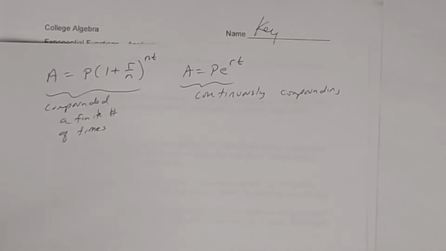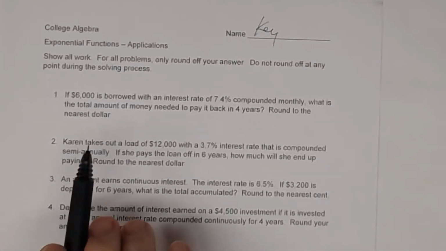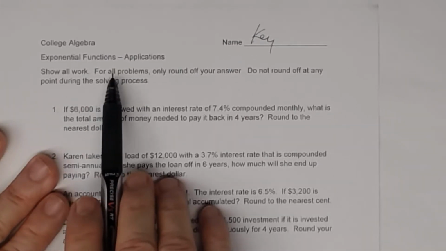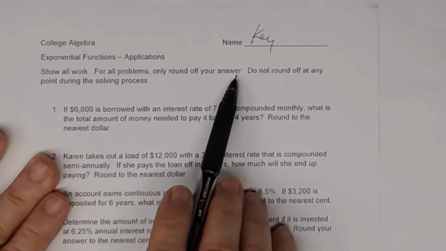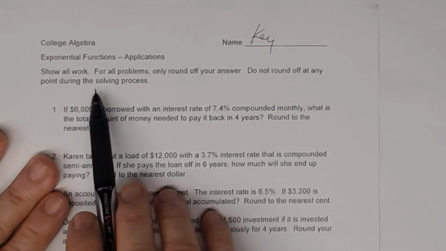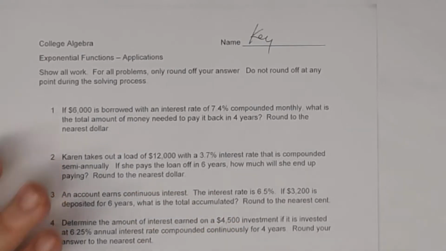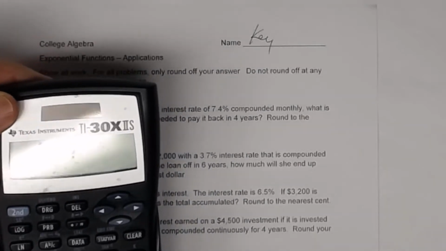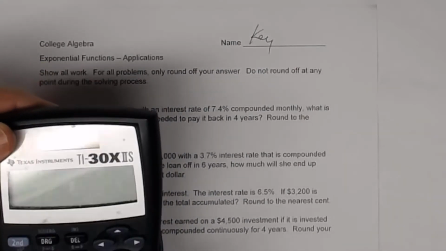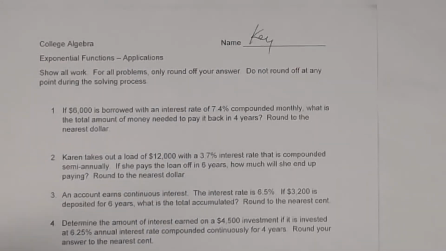All right, so let's look at number one. And by the way, notice what the direction says. For all problems, only round off your answer. Do not round off at any point during the solving process. So make sure when using your calculator, you don't round off until the end. Make sure you know how to use your calculator.